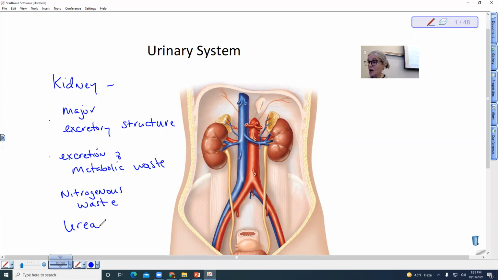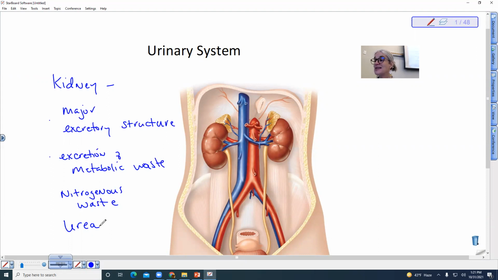Now, another structure in our body that also has an excretory function would be the skin. So the skin also excretes a little bit of urea. And in fact, it is the reason why when we have sweaty clothes, which have urea in them, bacteria then break down that urea, and if we do not wash them quickly enough, they make them smell like ammonia.